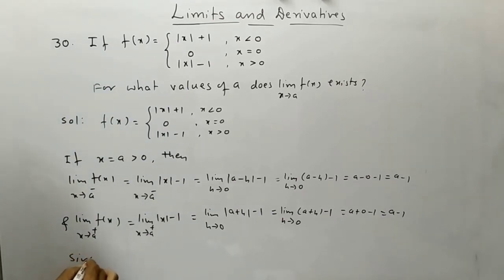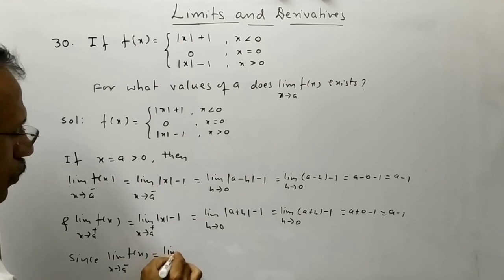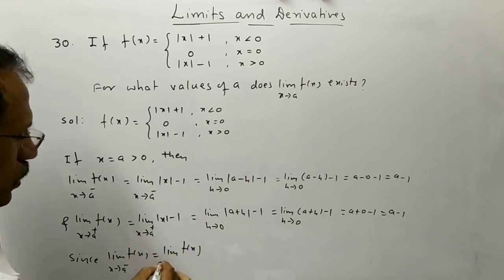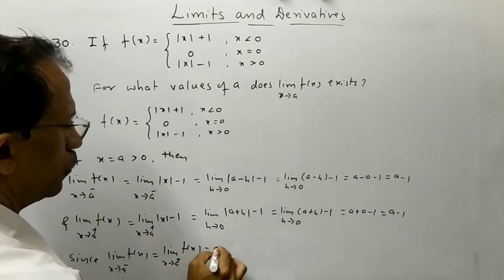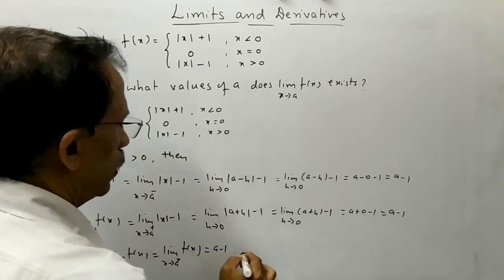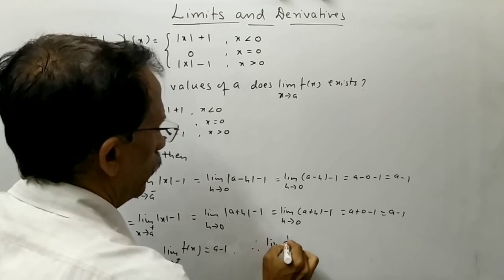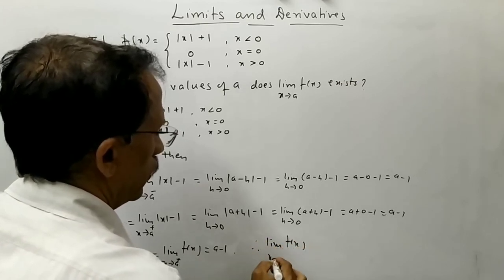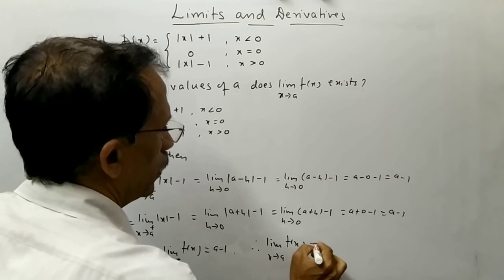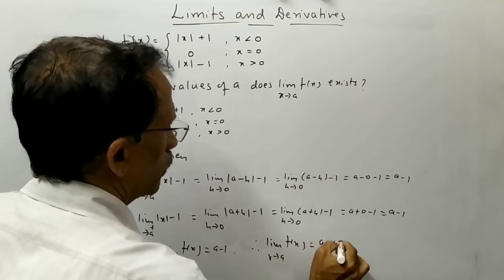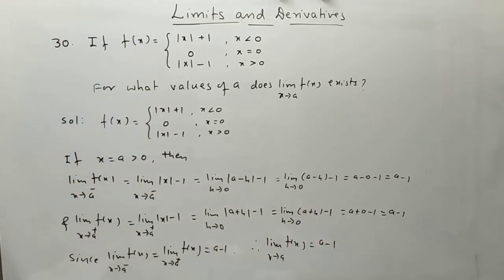Since the limit of f of x when x tends to a from the left side is equal to the limit of f of x when x tends to a from the right side, which is equal to a minus 1, therefore the limit of f of x when x tends to a is equal to a minus 1.